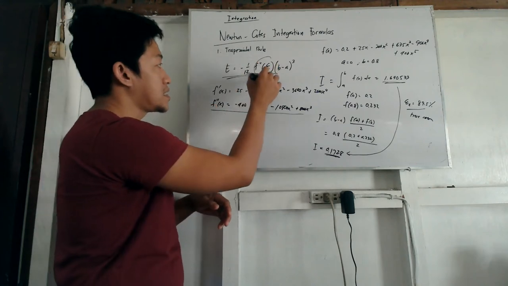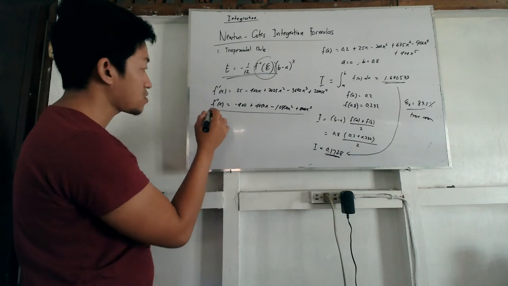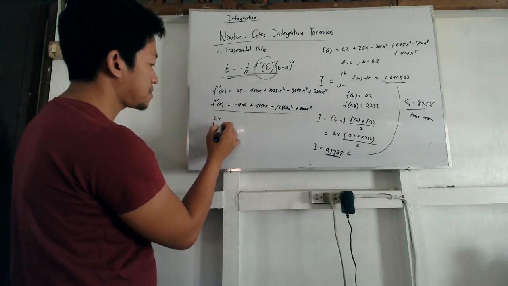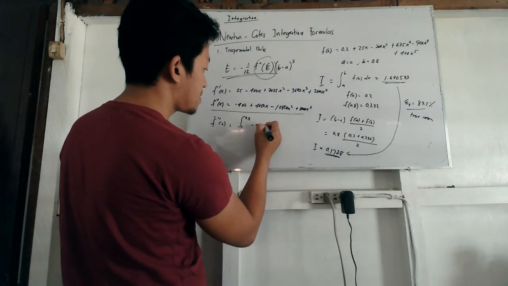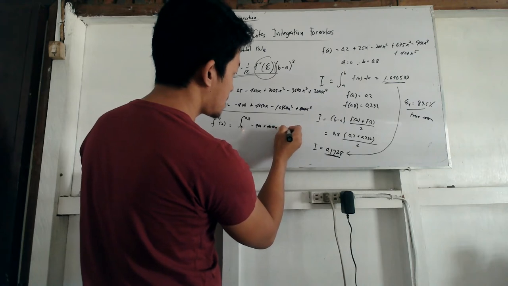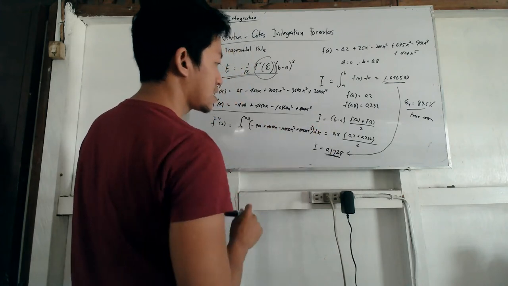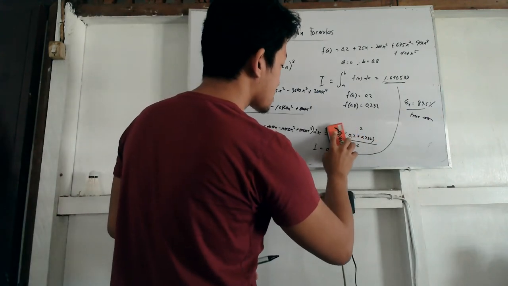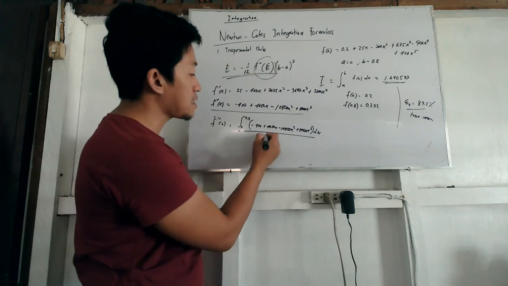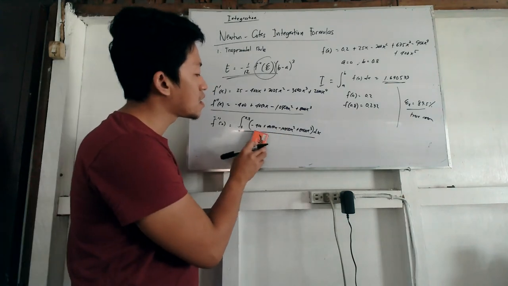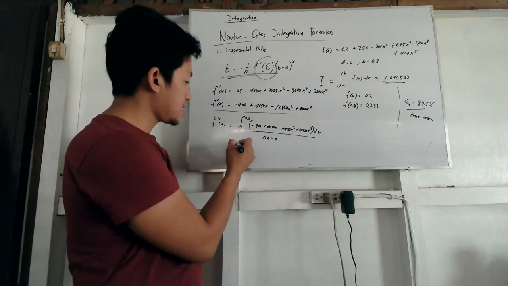mean, this one, the mean of the integral of this function from a to b. So, to understand this: we integrate the second derivative from 0 to 0.8 dx, divided by b minus a, or 0.8 minus 0. Okay? The answer is -60.